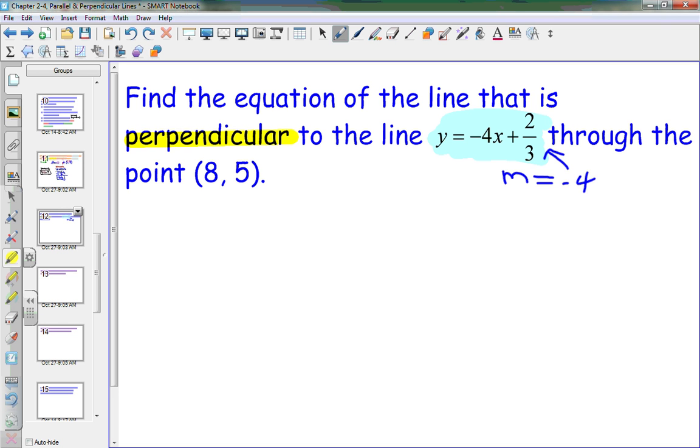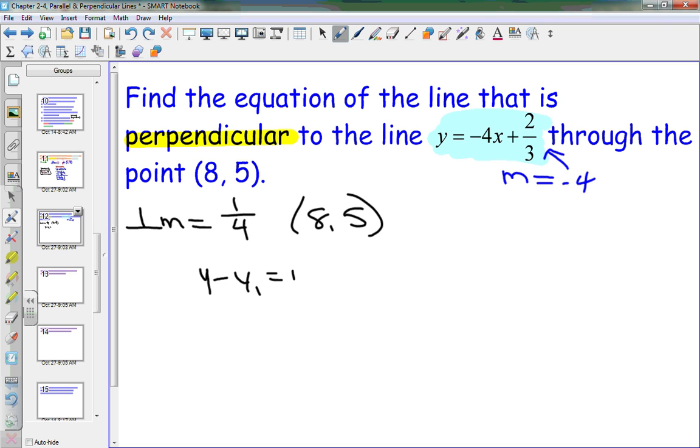Now what am I looking for? I need it to be perpendicular. So what's my perpendicular slope? Positive 1/4. Do we all see that? And what point is it going through? 8,5. Now I'm going to use the other method. When I'm using the point slope formula, what do I label my point as? X1, Y1. And what do I do? Plug and chug. So the first Y stays, the first X stays, everything else turns into numbers.